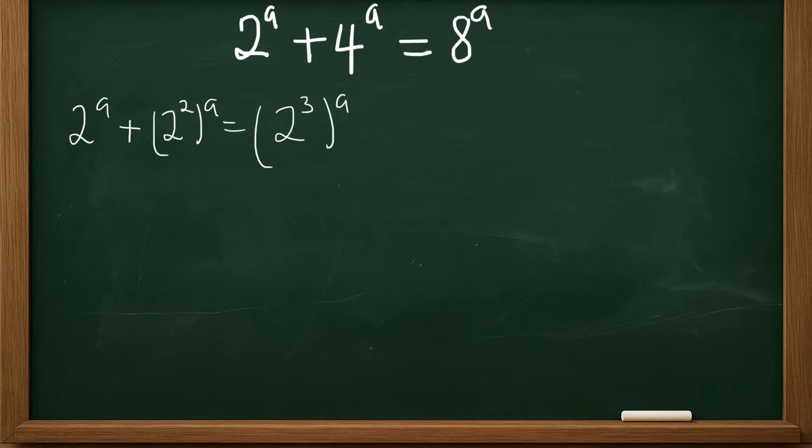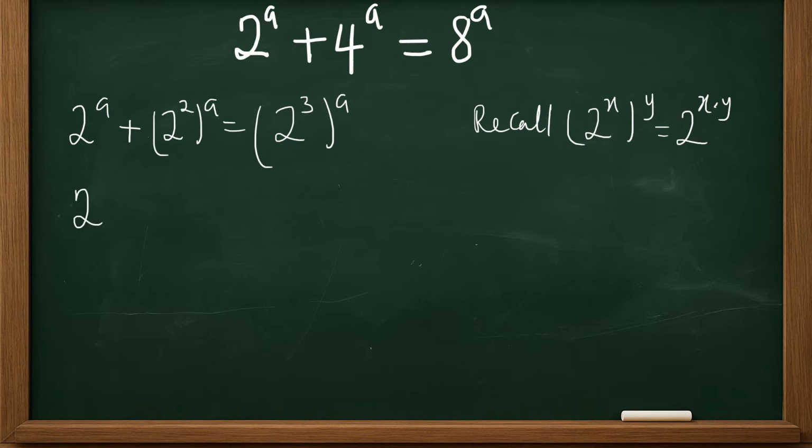Now, recall that if you have 2 to the power of x and y, it's the same thing as 2 to the power of x times y. So I'm going to use the same approach here. So this is going to be 2 to the power of a plus 2 to the power of 2a equals 2 to the power of 3a.